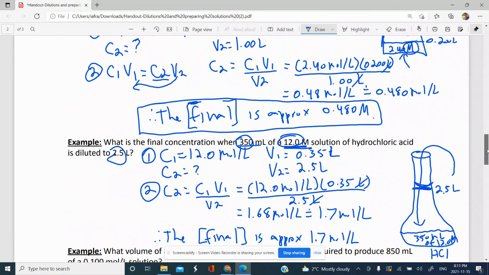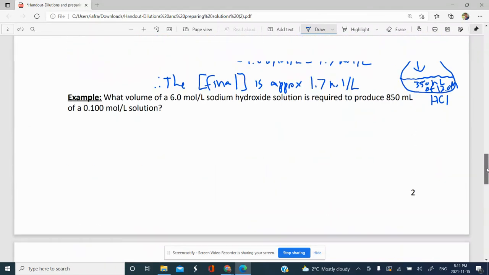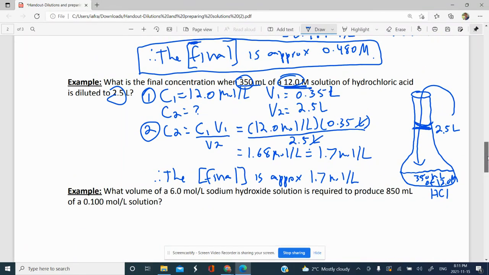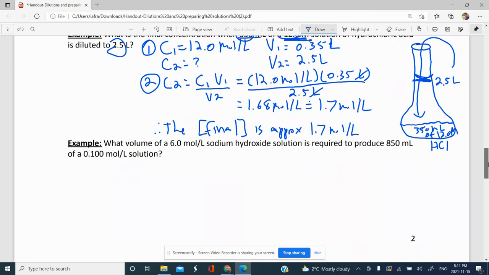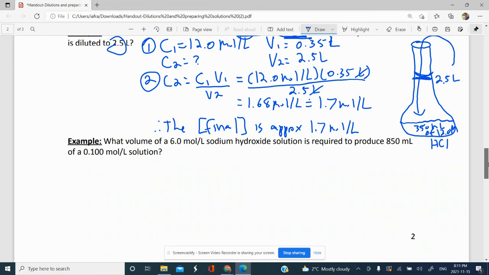So in the next video, we're going to try a few more examples using the dilution equation, where we might ask you for different aspects of it, but it's still a similar approach.